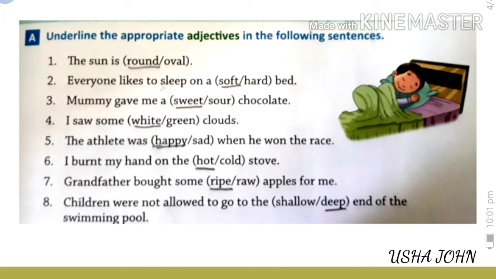First one, the sun is round. Everyone likes to sleep on a soft bed. What kind of a bed? Soft bed. Mummy gave me a sweet chocolate. What kind of a chocolate? Sweet chocolate. I saw some white clouds.